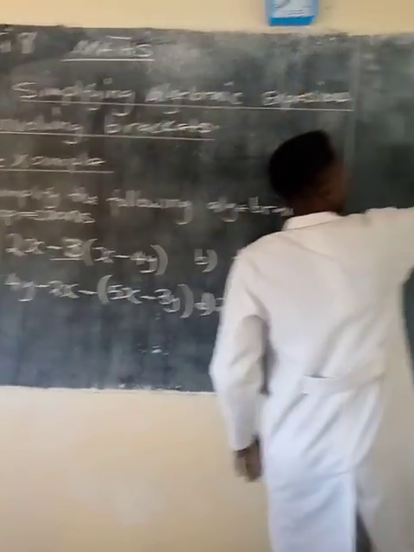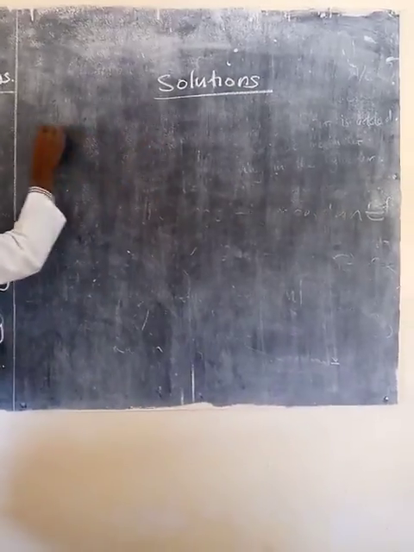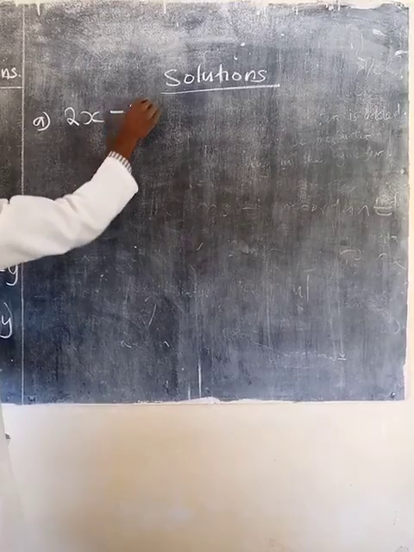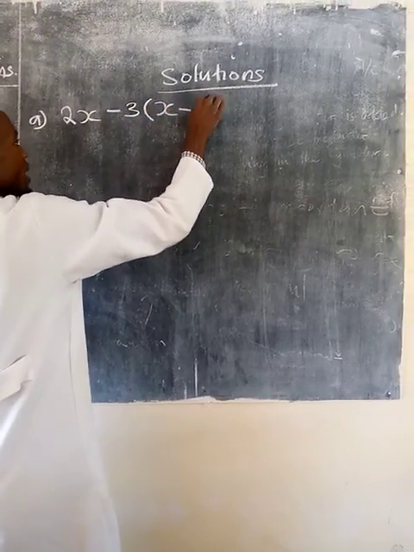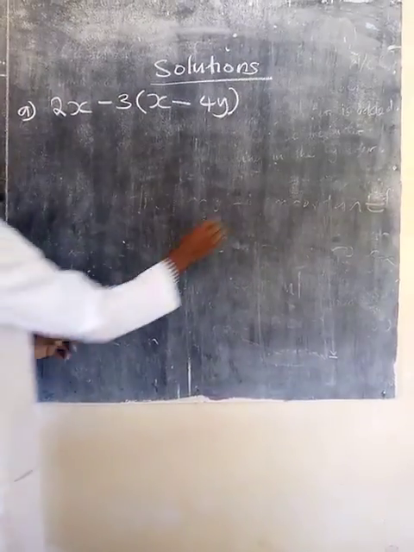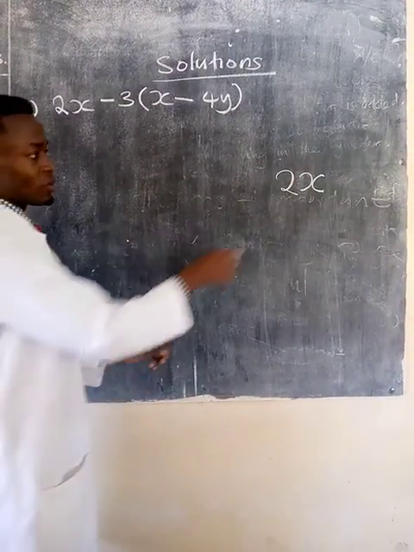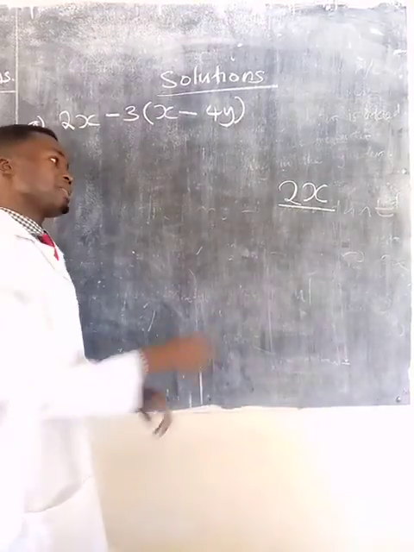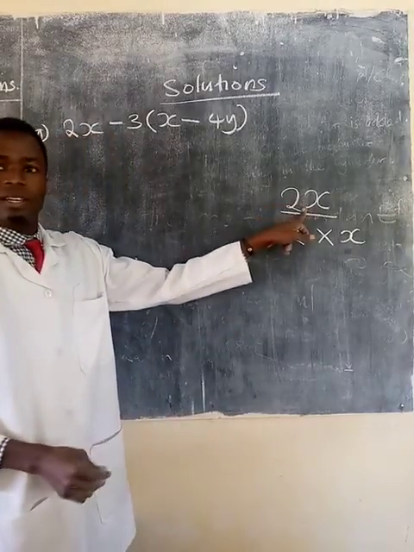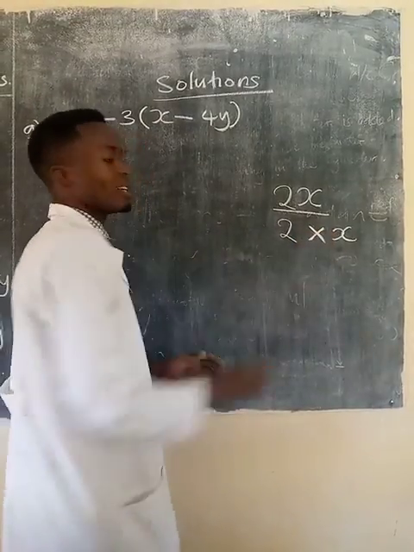So we can start there. We'll say solutions. The first one there is 2x minus 3, then x minus 4y, like that. Remember we said that if you have a coefficient and a variable, like that, what does this mean? It means that this is the same as saying 2 times x. If there is no operation denoted there, just know that we are talking about multiplication.